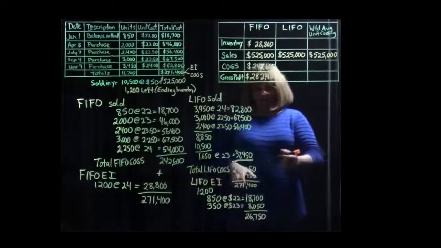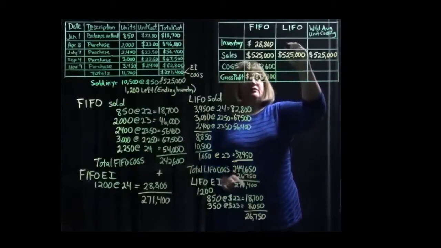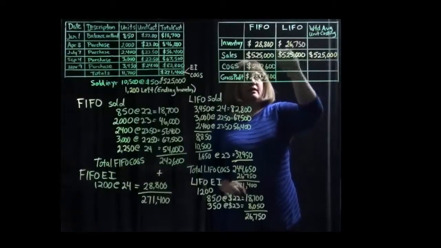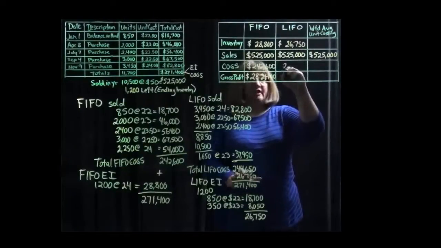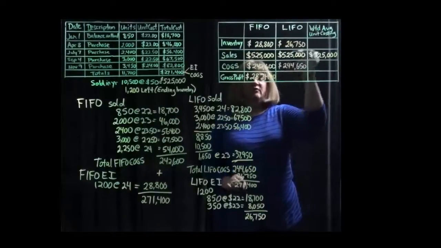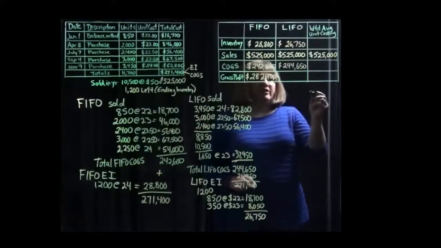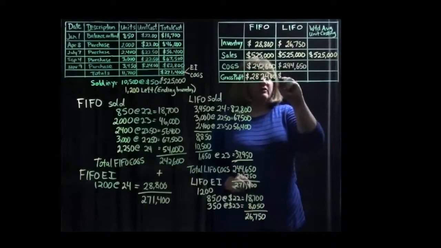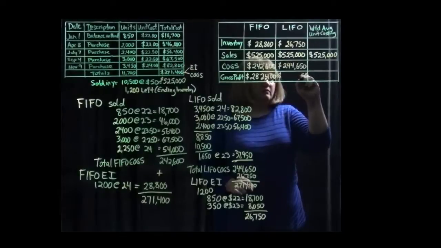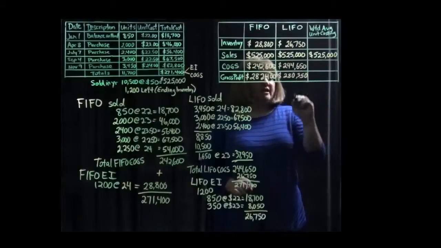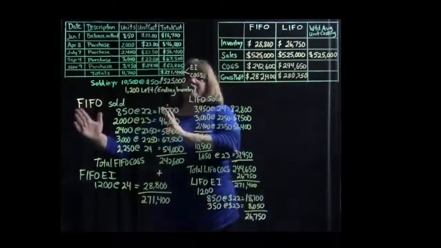So we then put in our ending inventory up here as 26,750. And we can fill in our cost of goods sold as 244,650. And we can calculate our gross profit as the 525,000 minus the 244,650, which would give us $280,350. So FIFO, first in, first out.